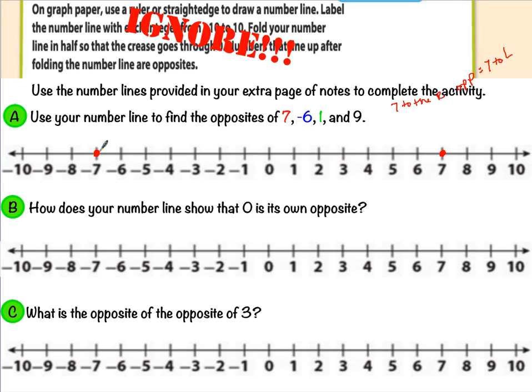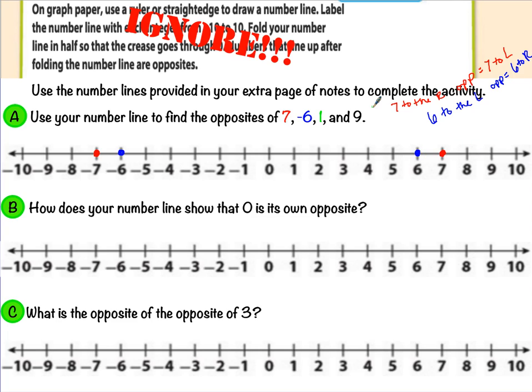Let's see if that works for -6. Now I'm going to get my blue. And here it's -6, so it's 6 to the left: 1, 2, 3, 4, 5, 6. So the opposite has to be 6 to the right: 1, 2, 3, 4, 5, 6. Again, the numbers are the same, but the signs are different. I'd like you to go ahead and try 1 and 9 on your own.